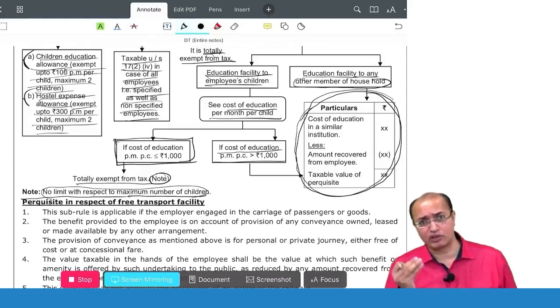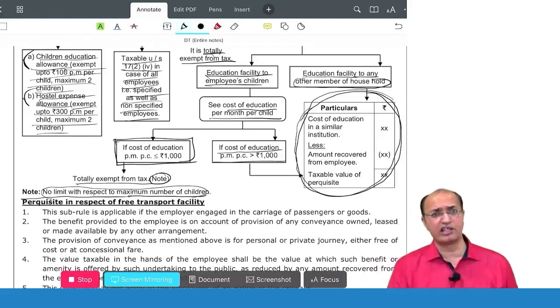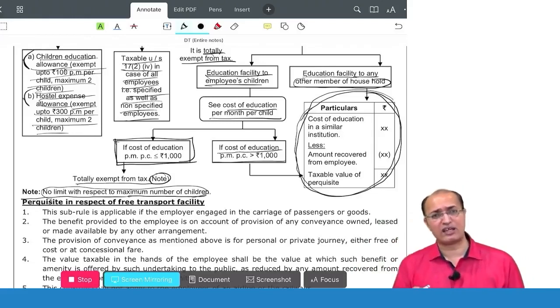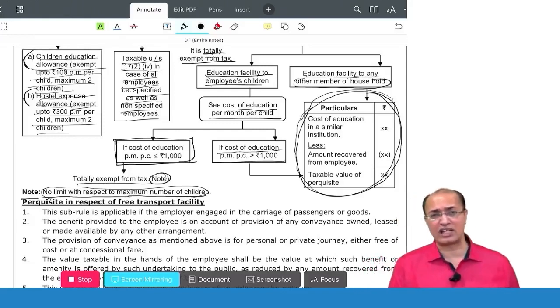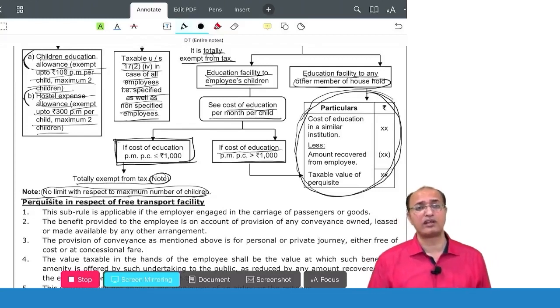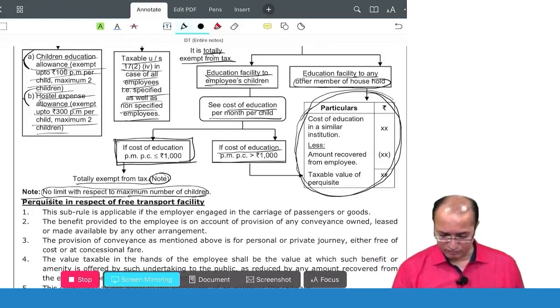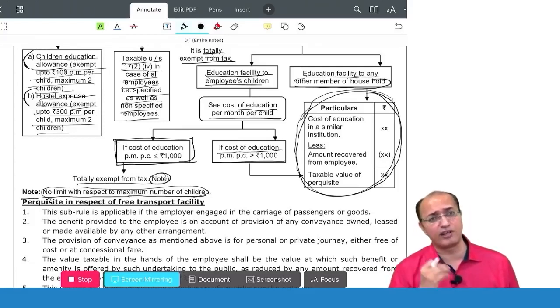But for the purpose of valuation of perquisite, you don't take into account the cost the employer has incurred, because since the employer is having his own school and incurring the cost, there are chances that he may manipulate the amount. He may spend 5000 and say that he has spent only 2000 with the intention to save the employee's tax. Therefore, government says the moment cost of education per month per child is more than 1000, you forget about the amount incurred by the employer.